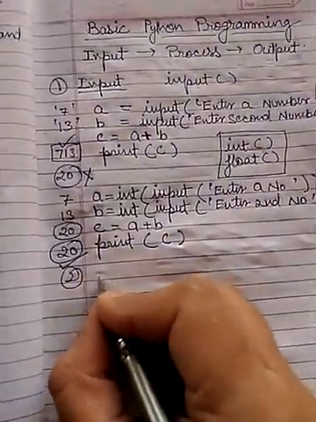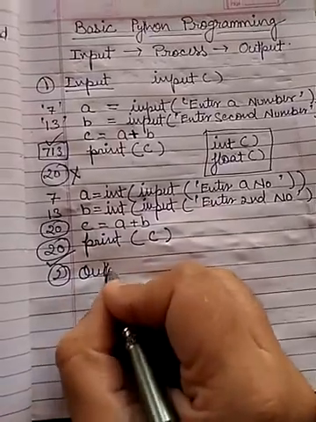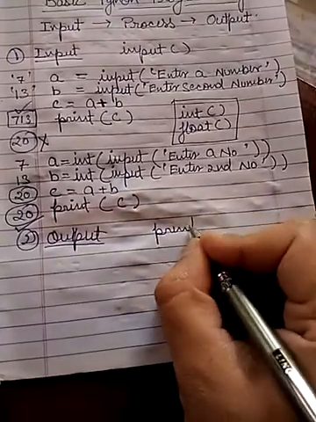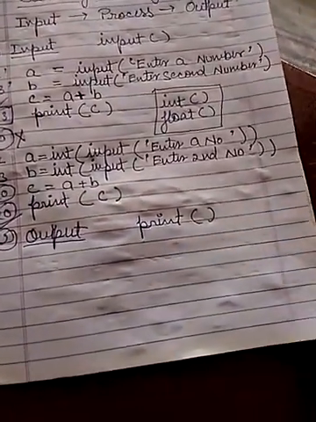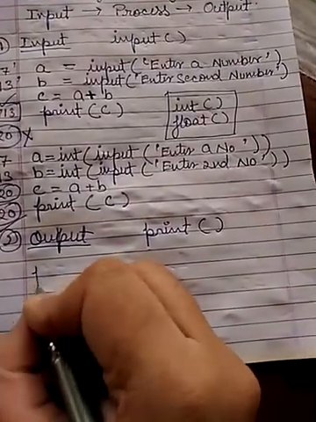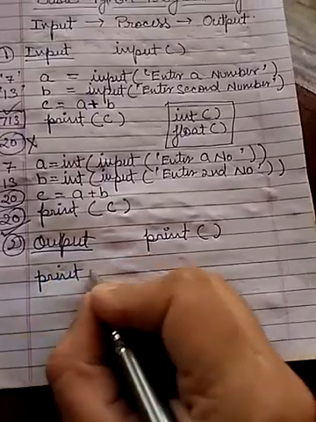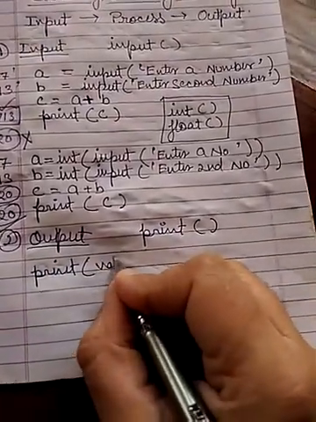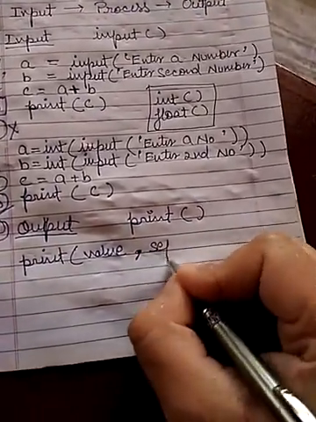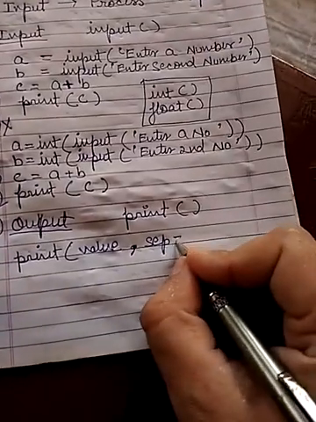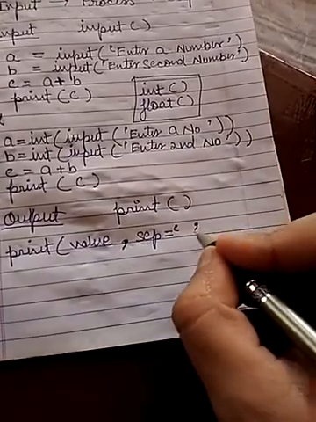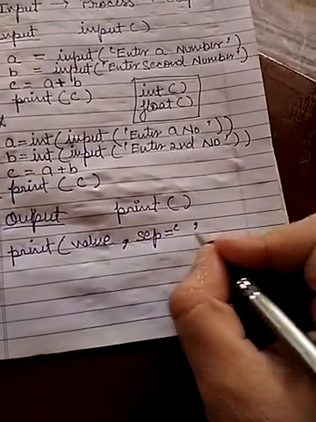Now I am talking about the second part, output. Python provides the print function to print the output. Print function takes three parameters. Print, first the value which you want to print, comma, sep. Sep is for separator, means if you want to print multiple values and you want to separate the values with some character, then you can write the character over here.